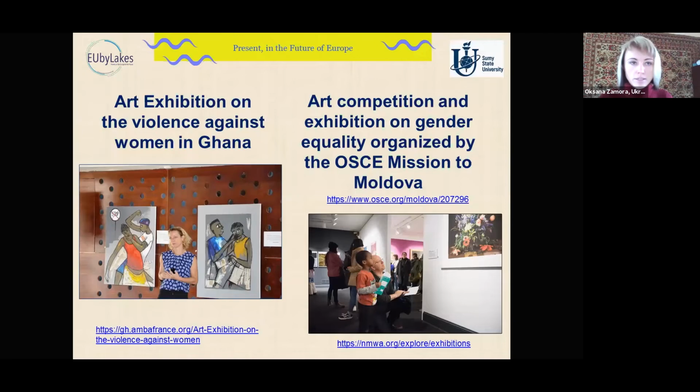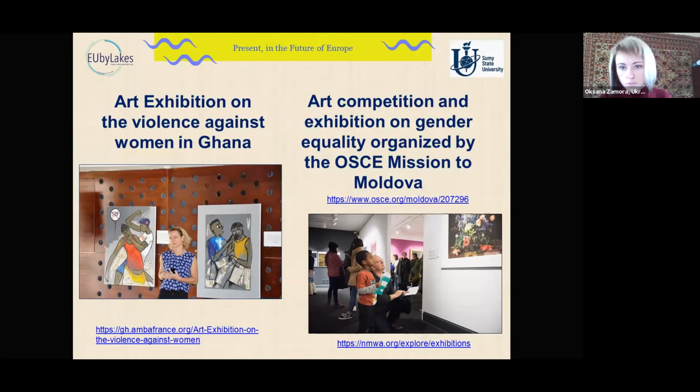Two more similar examples. The first one is that on the occasion of the International Day for the Elimination of Violence against Women, in the days of activism, the French embassy in Ghana organized an art exhibition about violence against women. You see that the pictures, of course, are not from professionals, but from amateurs, but still they're talking about the issue.